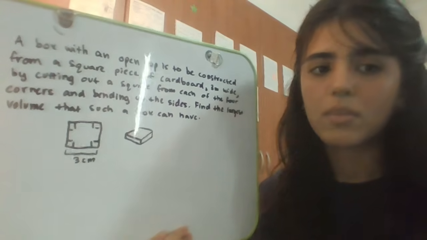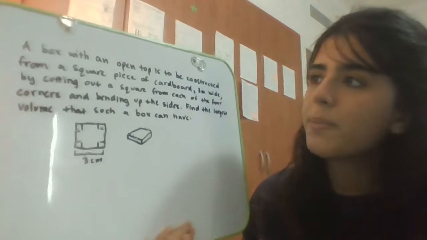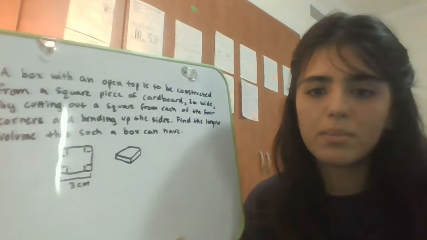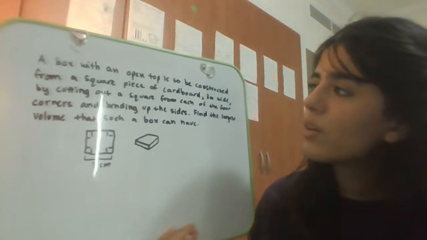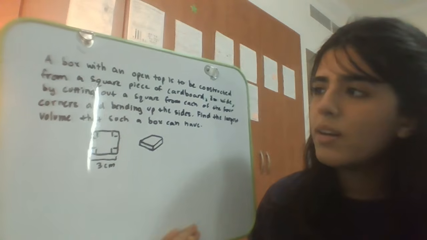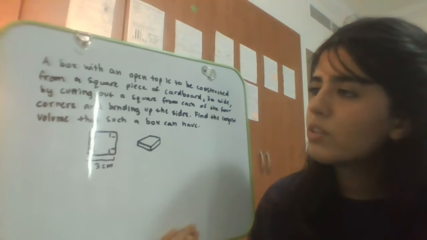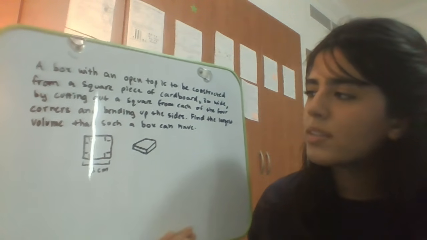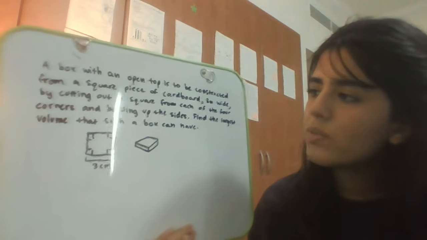Okay, guys, so here's the second example, and it says, a box with an open top is to be constructed from a square piece of cardboard 3 meters wide by cutting out a square from each of the 4 corners and bending up the sides. Find the largest volume that such a box can have.